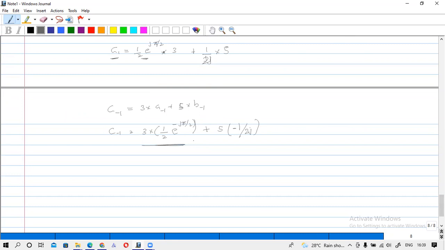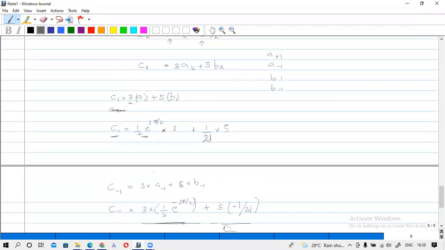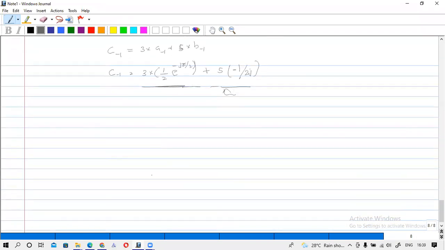No need to simplify up to this level. You can get the full mark. If you can further simplify this, you can simplify it. If you couldn't, you can only find the coefficients like this. No need to simplify this. So that is the use of linearity property.